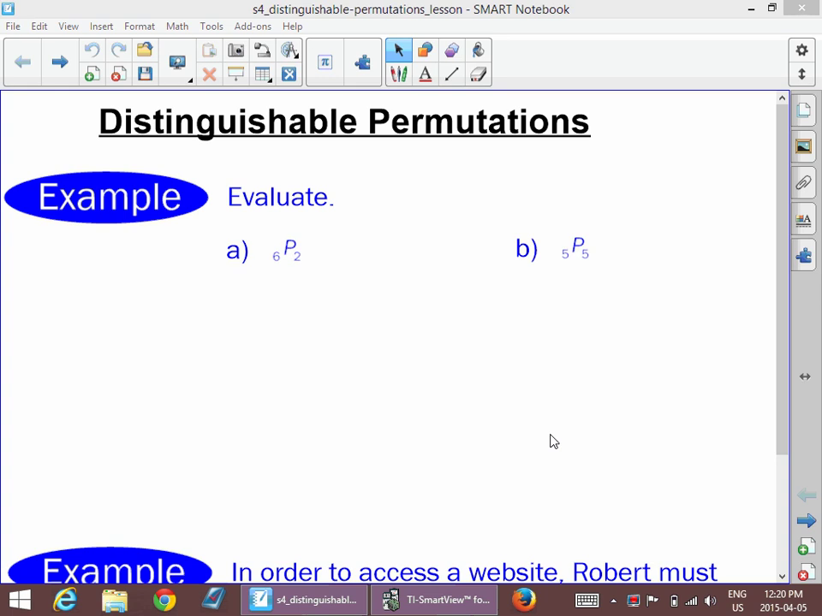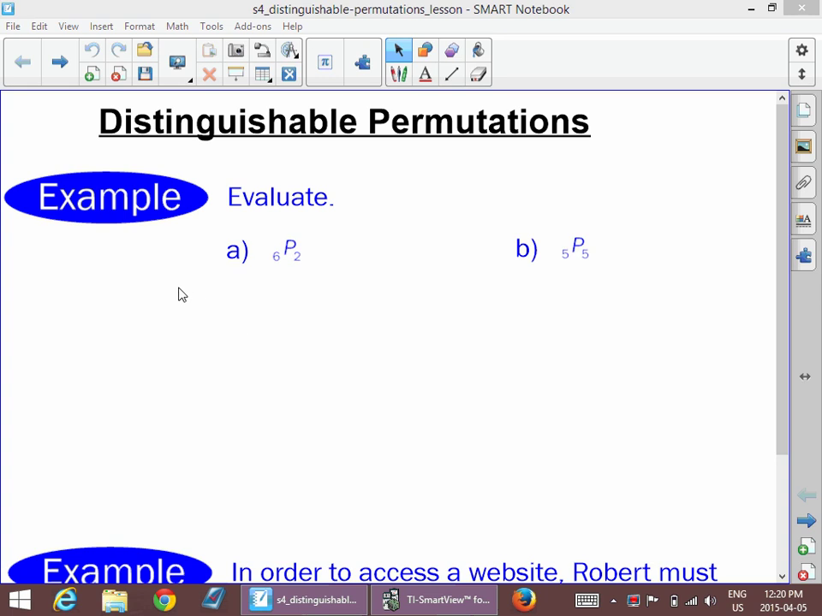Hi, applied students. Today we're going to take a look at distinguishable permutations. Now, we've already talked about counting principles. We've looked at the idea of permutations and factorial notation. Today we're going to take it one step further and take a look at distinguishable permutations.